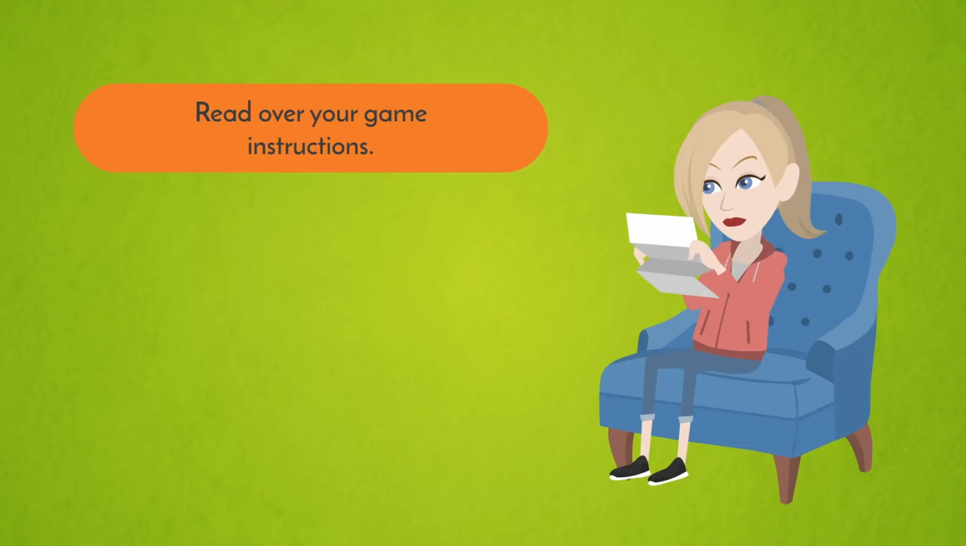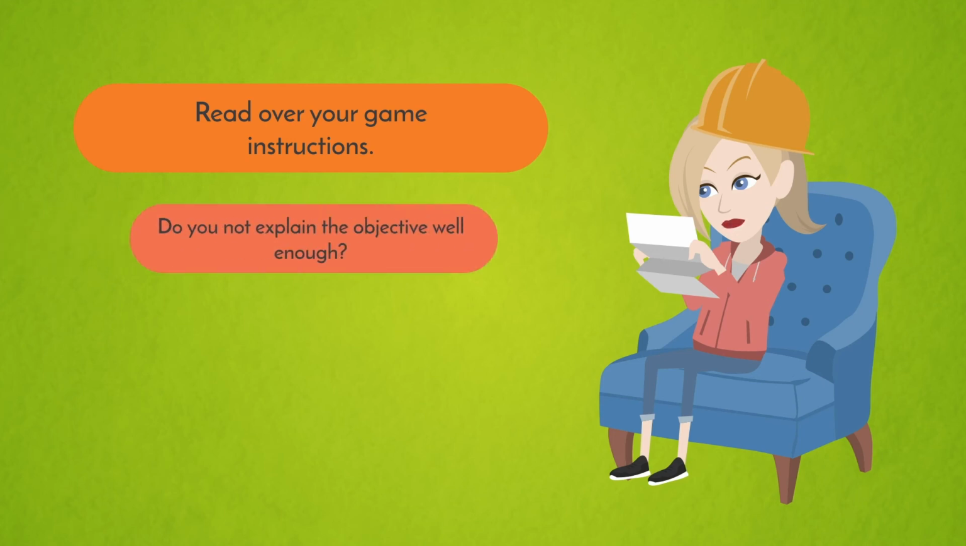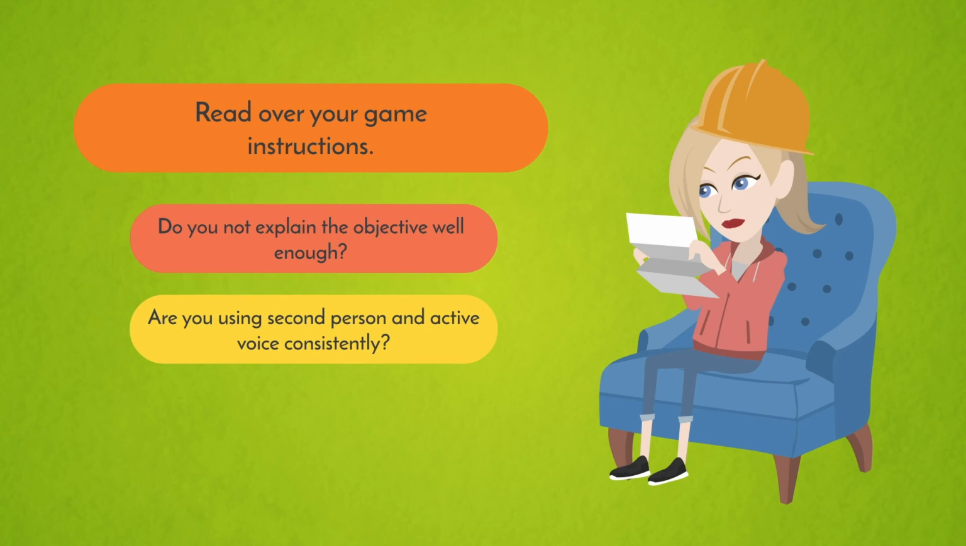Read over your game instructions. Wear the hat of someone who doesn't know anything about your game. Be honest with yourself and take notes of how well you would understand these instructions. Do you not explain the objective well enough? Are you using second person and active voice consistently? Do you understand how the setup, turns, and winning works? If there are trouble spots, make note of these areas and revise. Your instructions should be easy to understand so people can play the game as soon as possible.